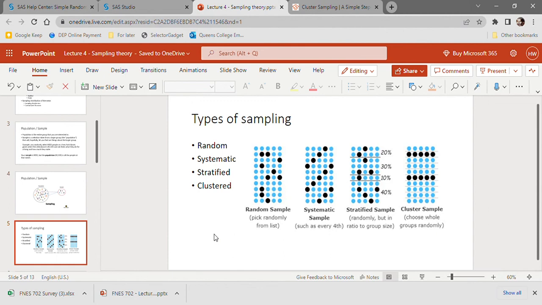And then there is cluster sampling, where you have large groups, and it becomes a logistical challenge. So what you want to do is put these groups into a cluster or a grouping, and then randomly select the groups as a whole. This is just a brief overview of the types of sampling, and in the next series of slides we're going to go into each type. And we're going to pause here.